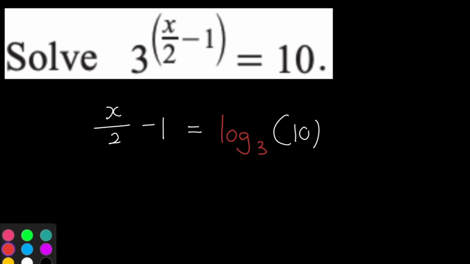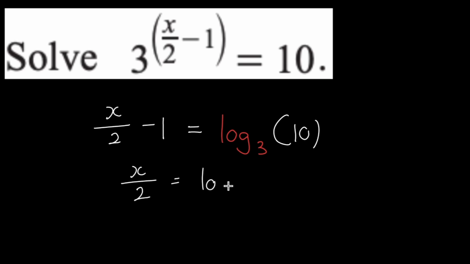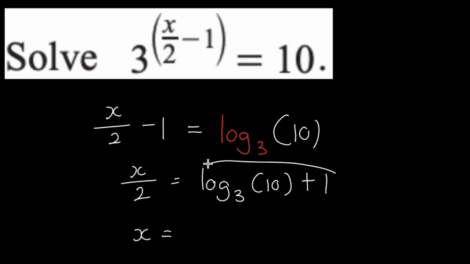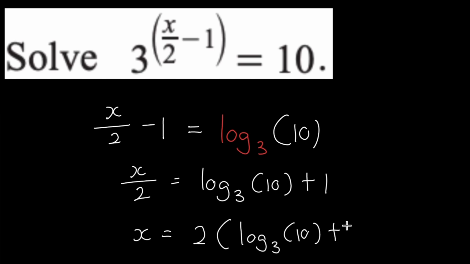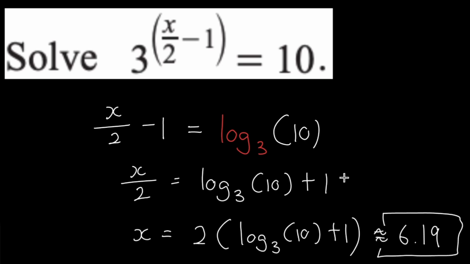From there, we are going to move minus 1. x over 2 is equal to log base 3 of 10 plus 1. And then we're going to move the division of 2 over. So x is equal to this whole thing multiplied by 2. You can put this into your calculator to get a decimal value. I get roughly 6.19. And this would be the answer here.